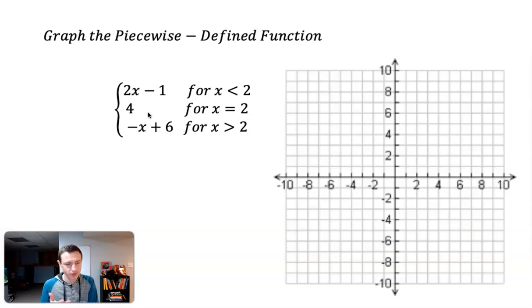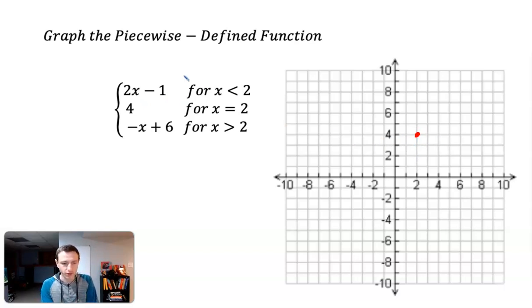So first of all, what does 4 mean? What is the graph of just 4? 4 is just a horizontal line along 4. Now we have this restriction though, x equal to 2. So what that means is that we only want the graph of 4 at x equal to 2. So at x equal to 2 right here, we want just 4. So it's just going to be a point at the y value of 4 for x equal to 2. That's it. There's no line or anything.